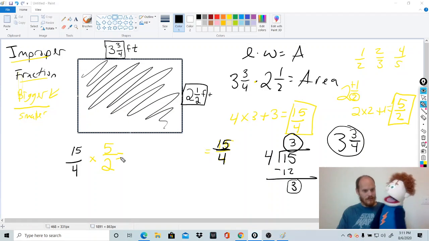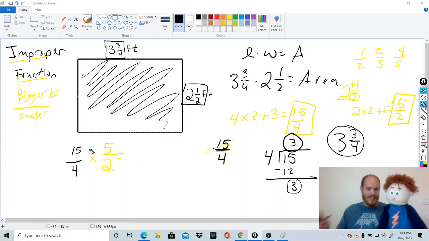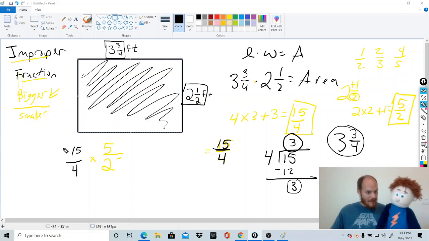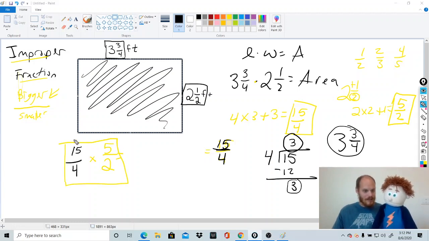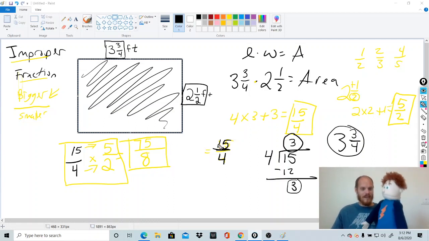You with me? Yeah. Now with multiplication, here's what's really cool about multiplication. When you have it in improper fraction form, it is super easy. That looks hard. It's not, because all you do is multiply across. So 15 times 5 and 4 times 2. Really? That's it? That's it. So 15 times 5 is 75. And 4 times 2 is 8. So you get 75 eighths is the area, or 75 feet squared, because it's area.